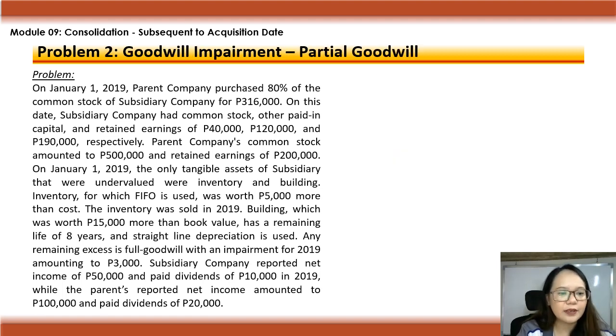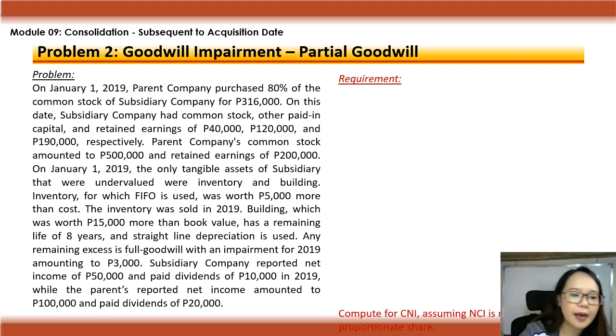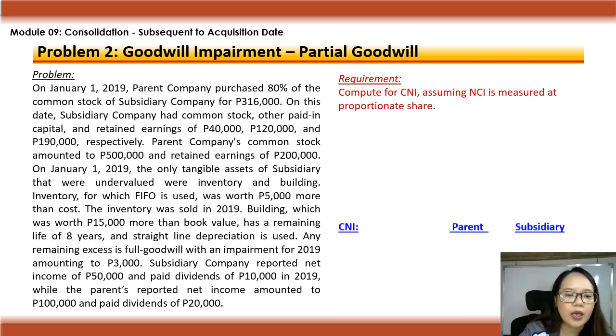Problem 2. Next problem na tayo. Ang assumption mo naman dito sa problem 2, kanina kasi 'di ba ang assumption natin, NCI is measured at fair value. What if NCI is measured at proportionate share, meaning partial goodwill? Tapos nagkaroon ka ng goodwill impairment. Ano yung mababago lang sa computation mo? Yung mga naka-maroon, yun yung mababago sa computation mo.